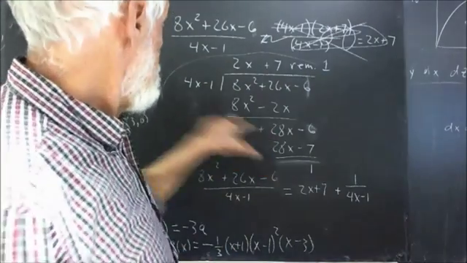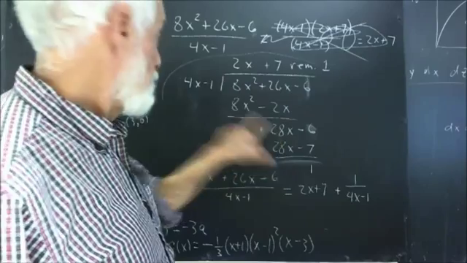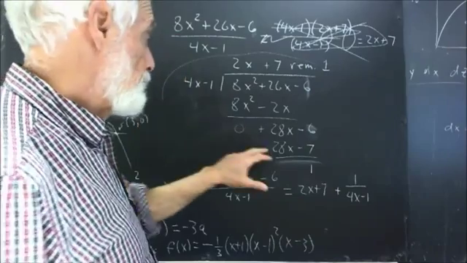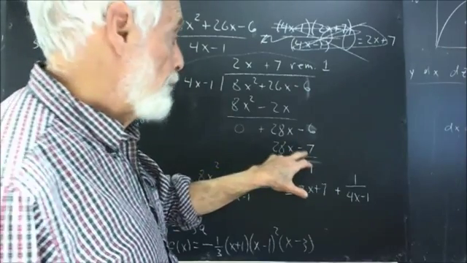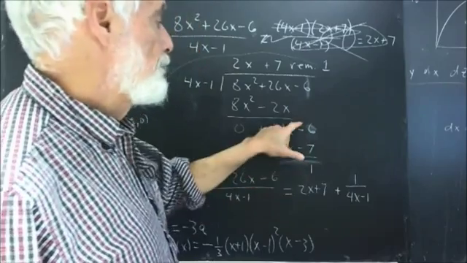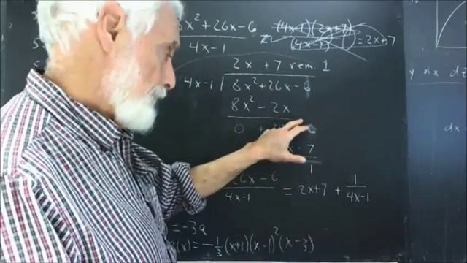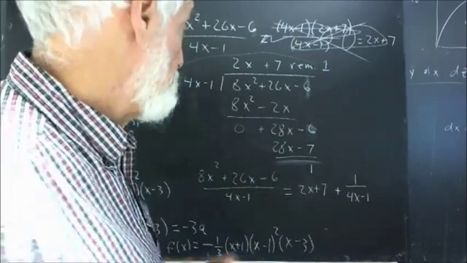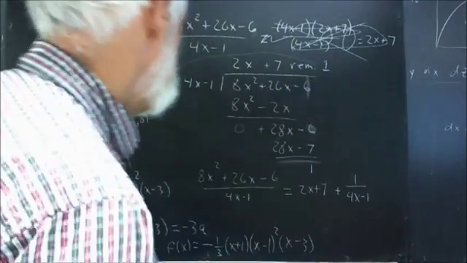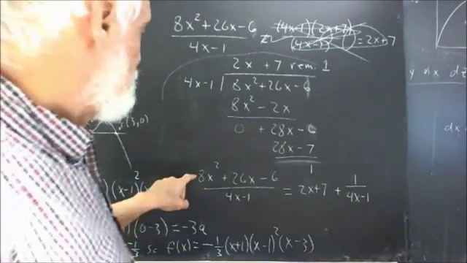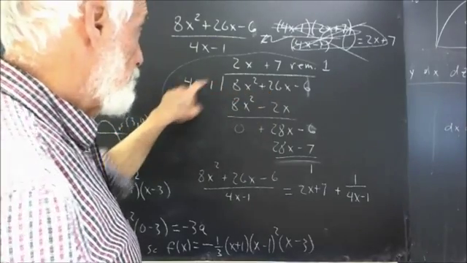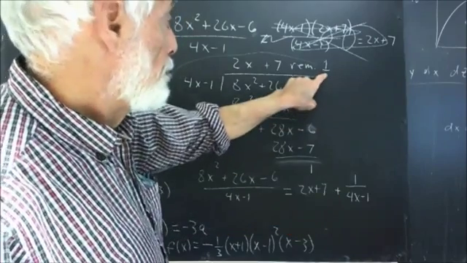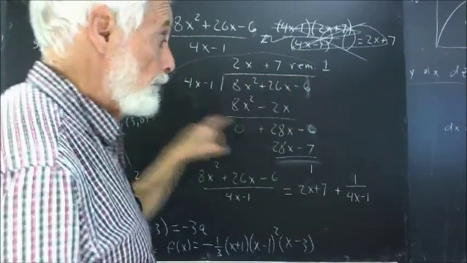Now we divide 4x into 28x. That goes in 7 times. 7 times 4x minus 1 gives us 28x minus 7. Now we subtract -7 from -6. -6 minus a -7 is -6 plus 7, which is 1. So we have a remainder of 1. That means this divided by this is 2x plus 7 plus your remainder divided by your divisor, 1 over 4x minus 1.